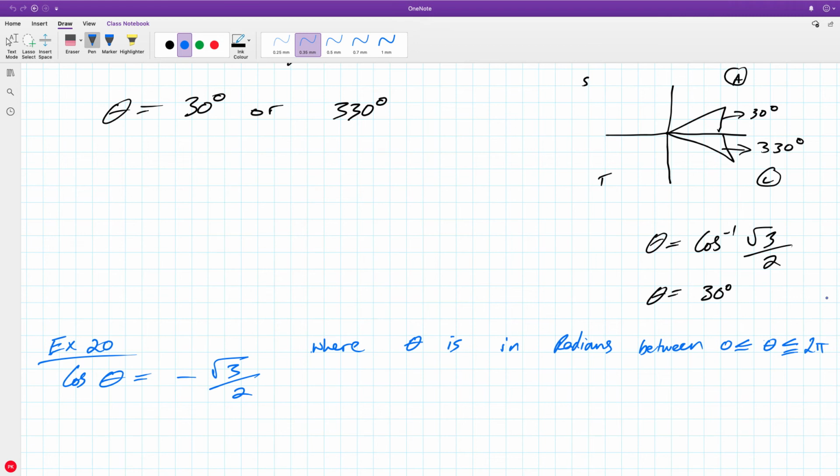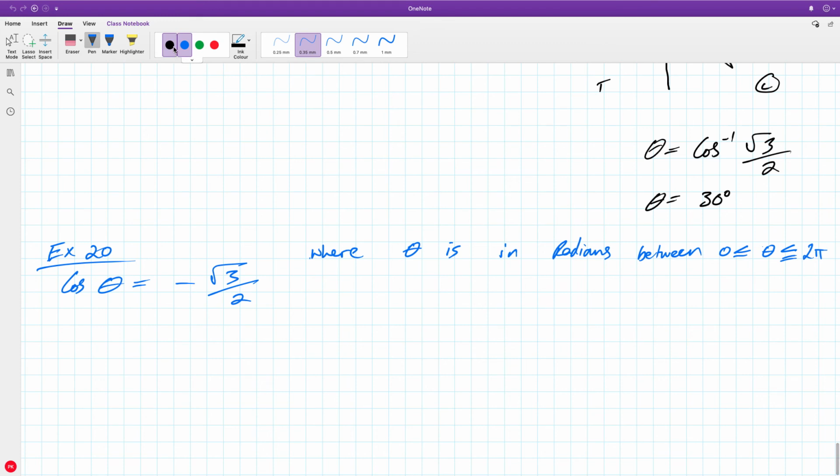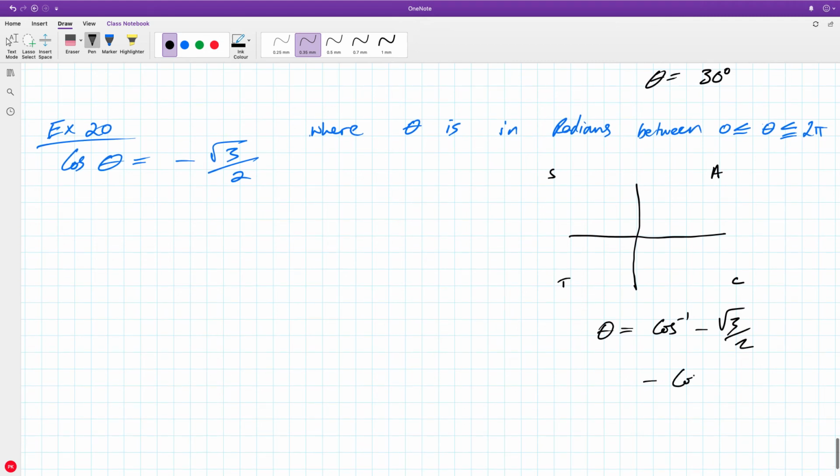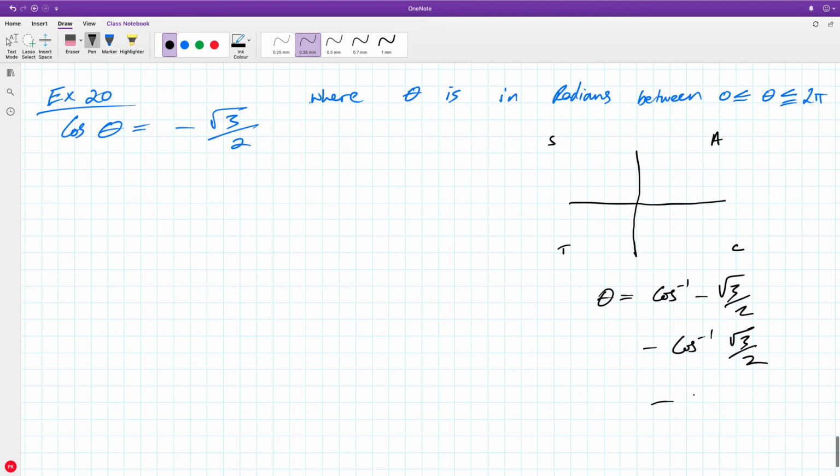Right, let's have a little look at it. So, our unit circle, C A S T. Our reference angle is theta equal to the cos inverse of minus root 3 over 2, which is minus the cos inverse of root 3 over 2, which is minus 30 degrees.